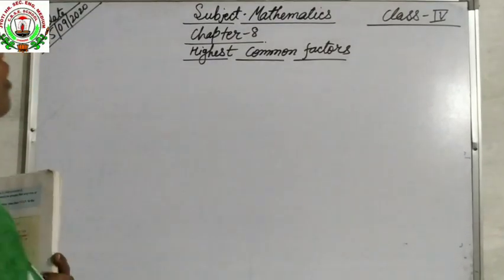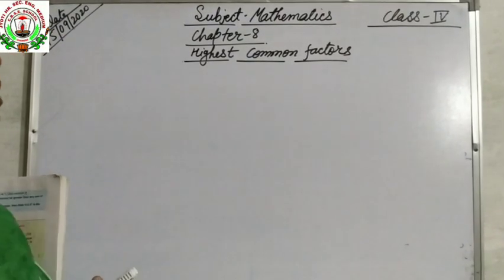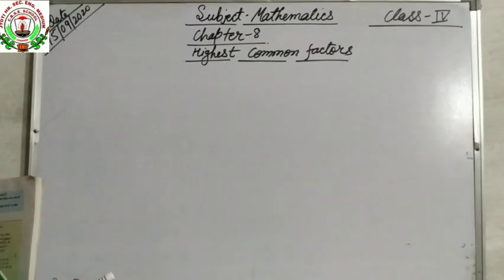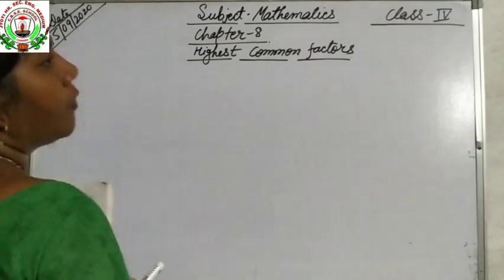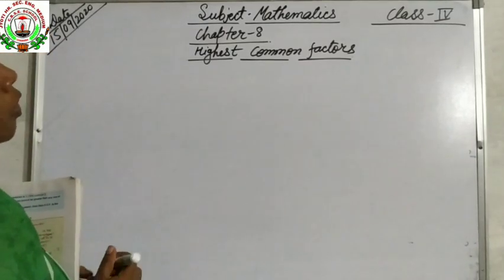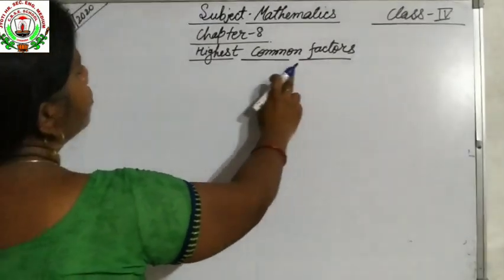Good morning, children. Let us continue chapter 8. Last class we have seen common factors and common multiples. We have to find out the common factor. Today we will see highest common factor.